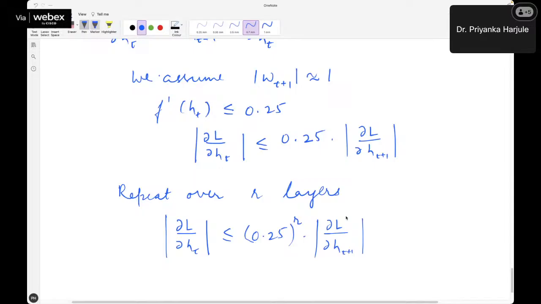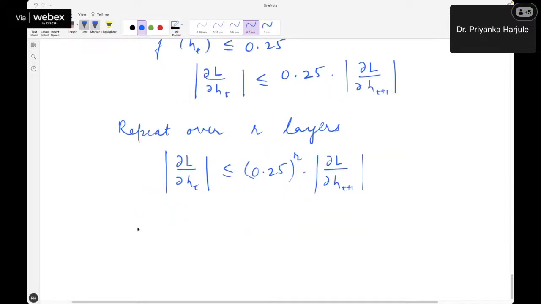Okay, so one can conclude that there is this vanishing gradient problem. What happens is the earlier layers get almost no gradient, which implies the weights don't update, which implies the network stops learning from the earlier layers. This is the vanishing gradient problem, whereas the opposite is the exploding gradient problem.